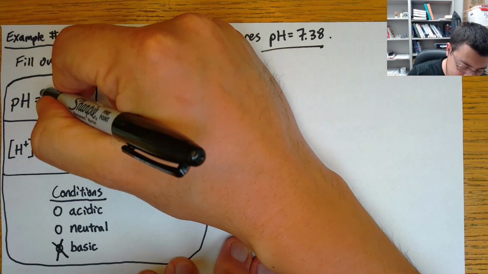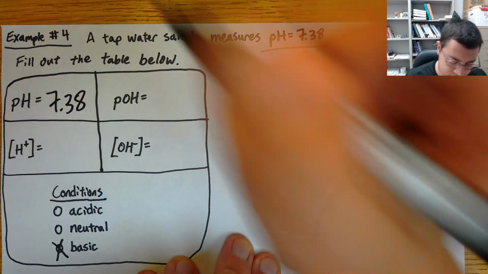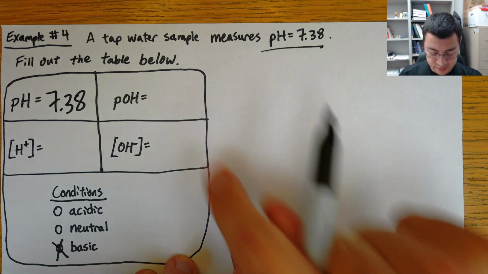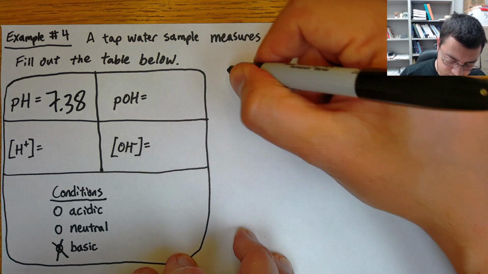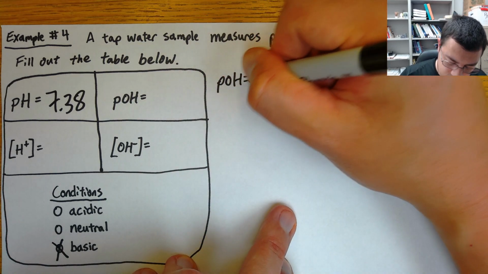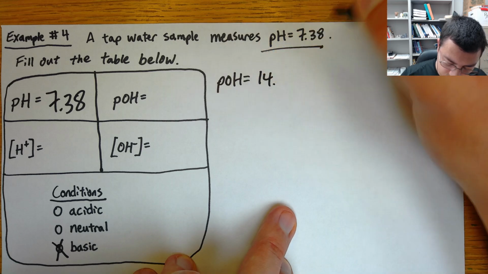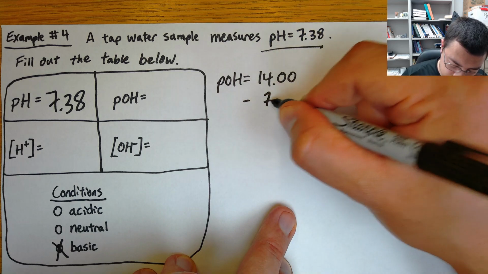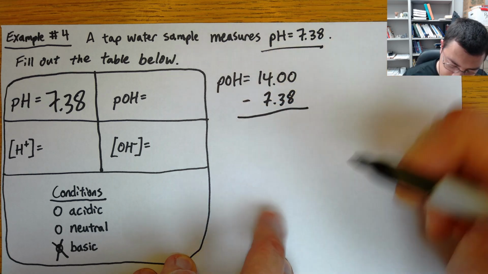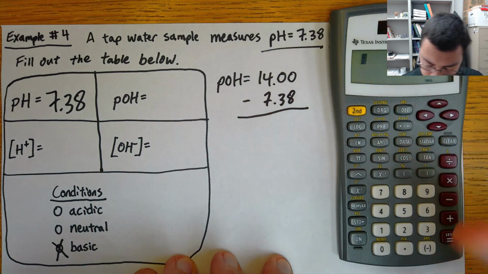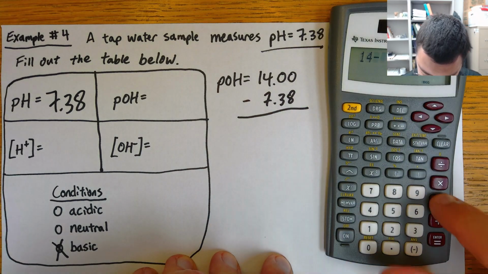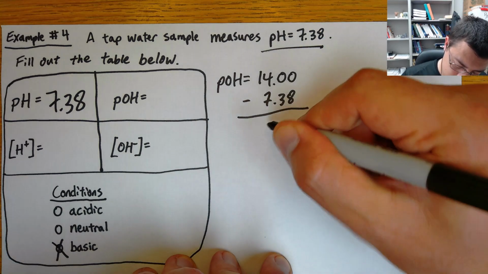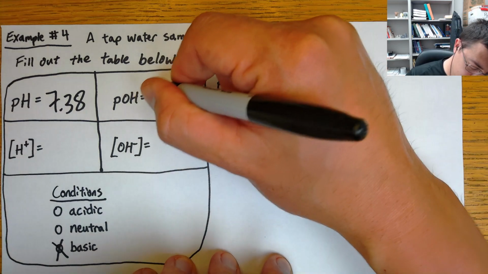They gave the pH, so we can just plug that into the table right now. All right, the low-hanging fruit to me feels like the pOH. So we can just do pOH equals 14.00 minus 7.38. That feels like 6.62 maybe. Yeah. All right, put that in.